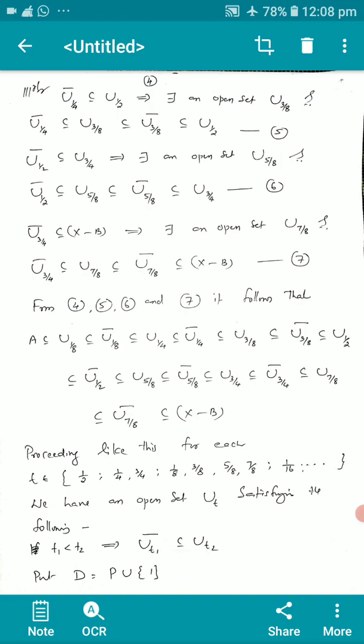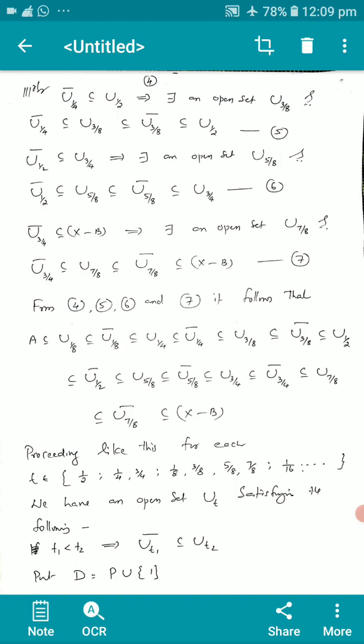And clubbing all these, that is from 4, 5, 6 and 7, it follows that A is a subset of U1/8, which is a subset of U1/8 bar, which is a subset of U1/4, which is a subset of U1/4 bar, which is a subset of U3/8, which is a subset of U3/8 bar, which is a subset of U1/2, which is a subset of U1/2 bar, which is a subset of U5/8, which is a subset of U5/8 bar, which is a subset of U3/4, which is a subset of U3/4 bar, which is a subset of U7/8, which is a subset of U7/8 bar, which is a subset of X minus B.